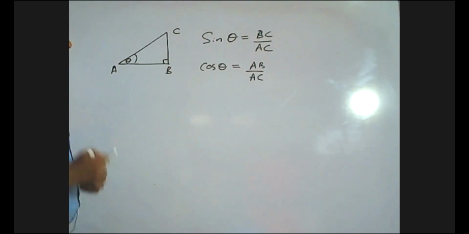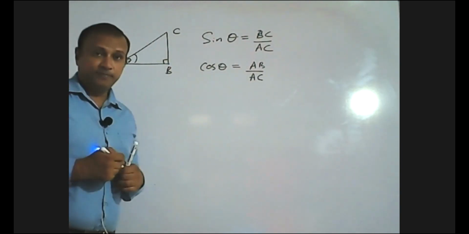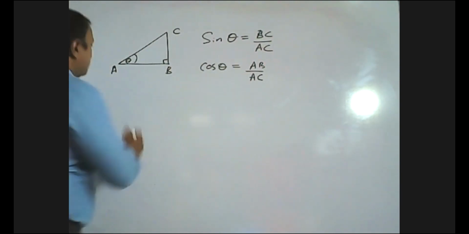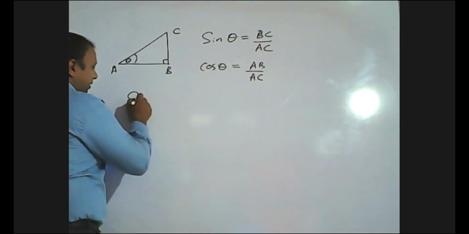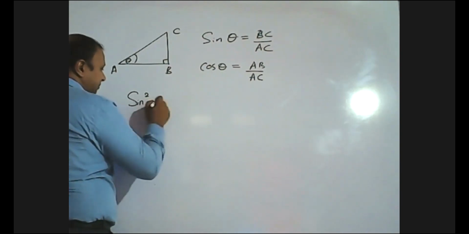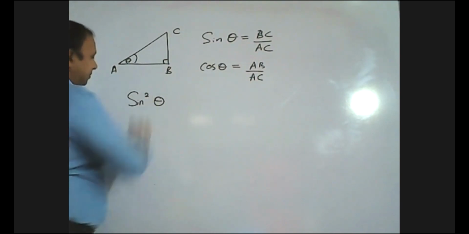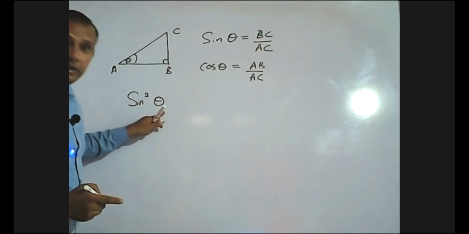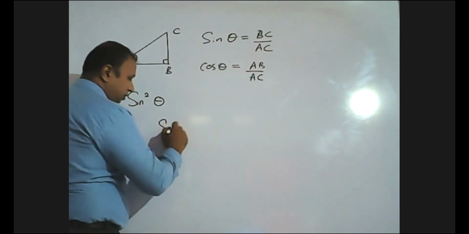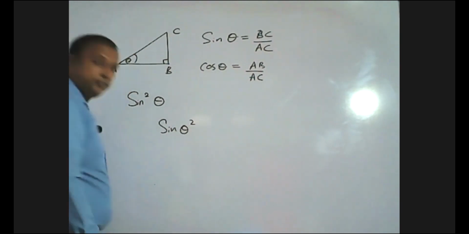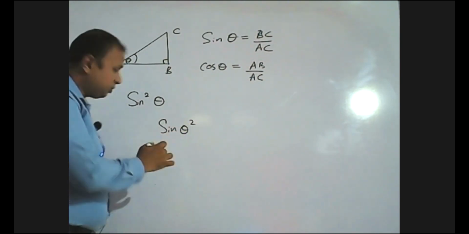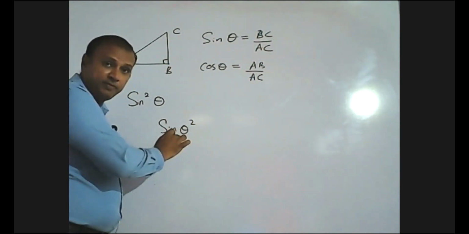If I get the square of sin theta, sin square theta, normally we write it as sin to the power 2 theta. Don't write it as this one, okay? This is wrong. This means theta square.